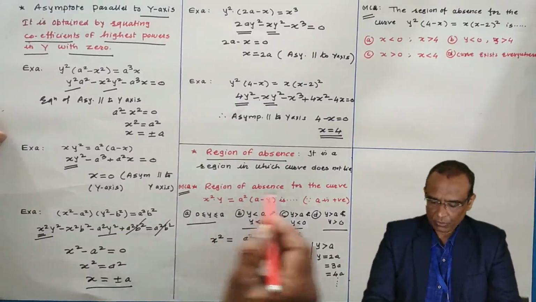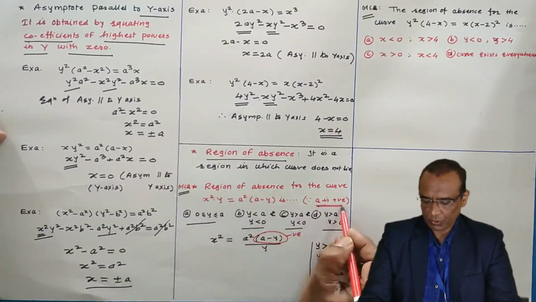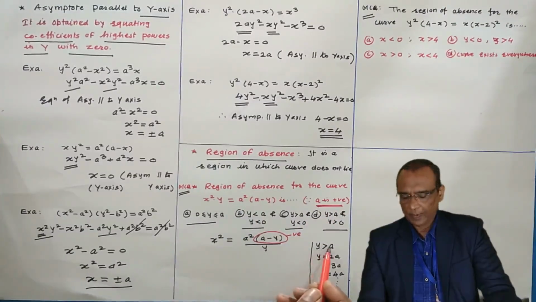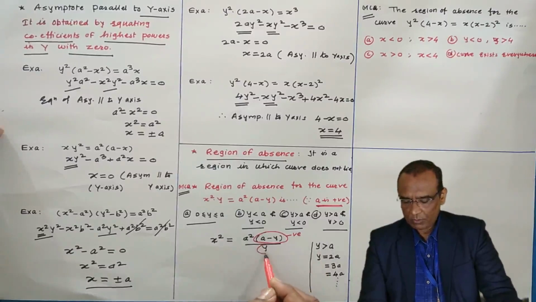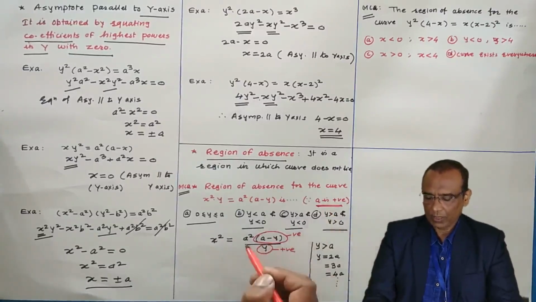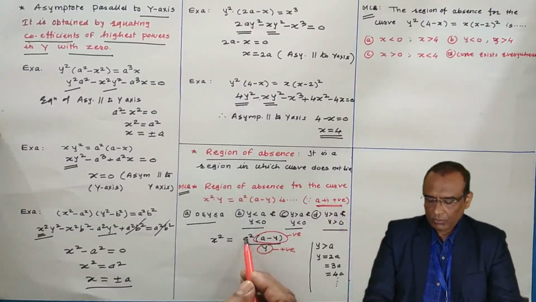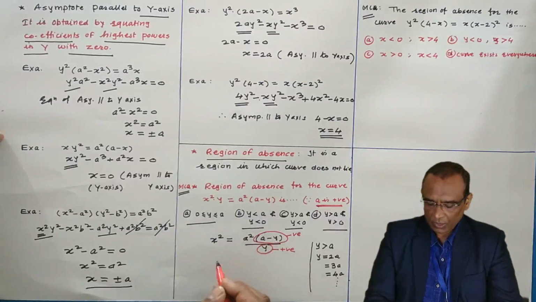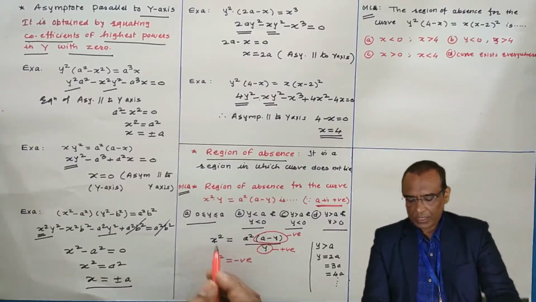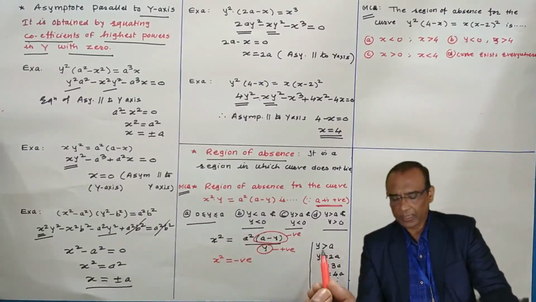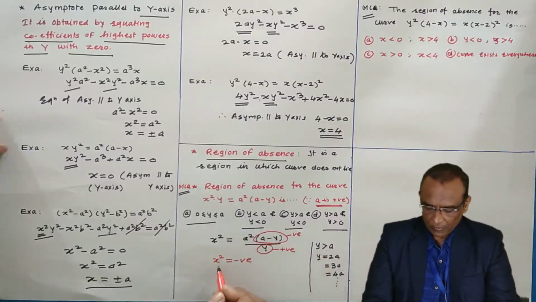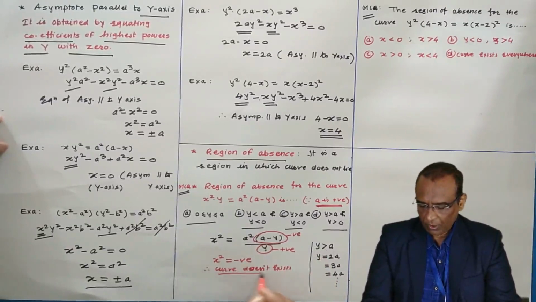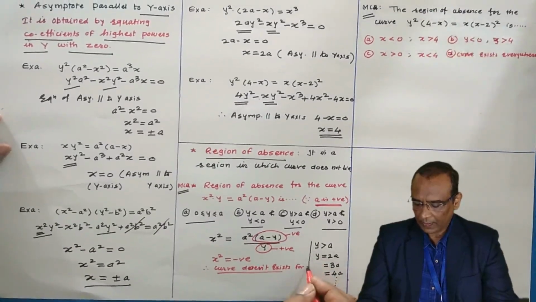Here a is positive. Okay, here it is written a is positive. When y is greater than a, then this is negative and a square is positive. Then positive multiplied by negative divided by positive is what? Negative. Here x square is negative for y greater than a. Therefore, the curve does not exist for y greater than a.